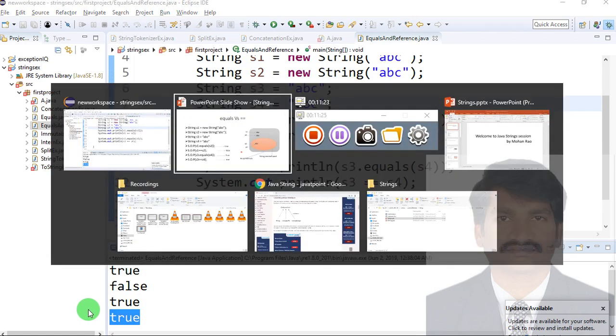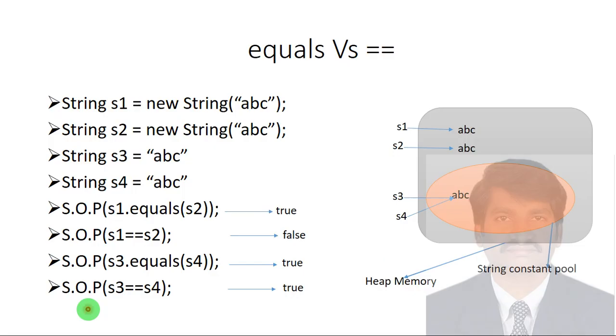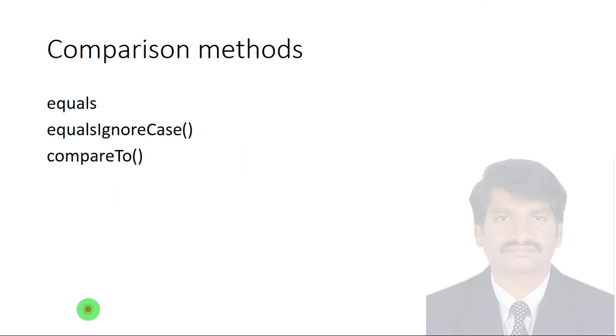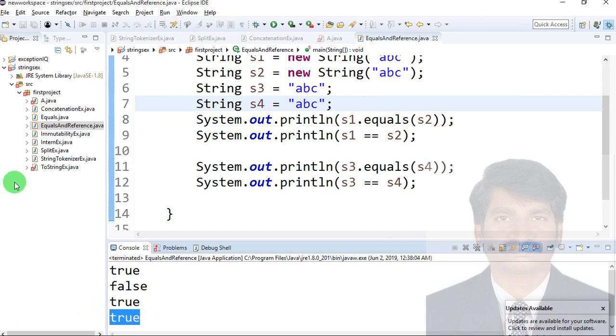Okay, let us move on to the next topic, that is comparison methods. What are those comparison methods? equalsIgnoreCase, compareTo, compareToIgnoreCase. Let me explain you guys.